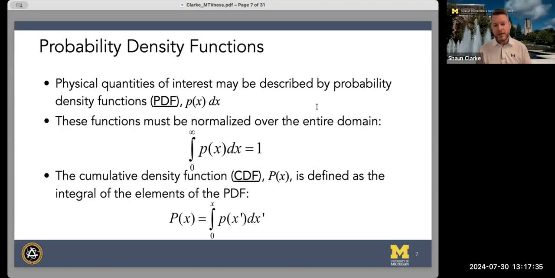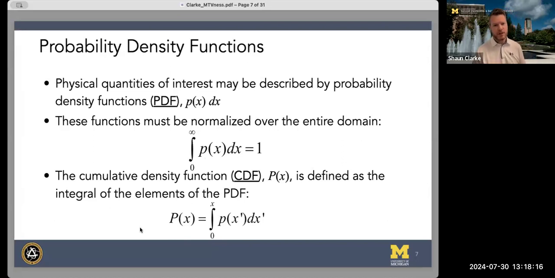So if one has access to a PDF for whatever physical quantity they want to sample, you can then take that PDF and create the next important piece, which is the CDF, which stands for cumulative density function. In Monte Carlo textbooks, you'll often see PDFs as lowercase p of x, and CDFs will be written as capital P of x. They're related functions. As the name implies, the CDF is simply a cumulative integral of the PDF. The important thing to note here is while the PDF must integrate to 1, the CDF, capital P of x, remains a function of x.